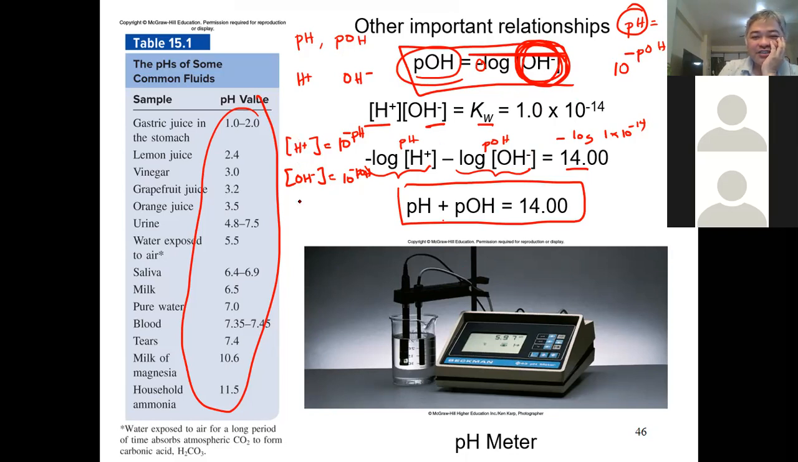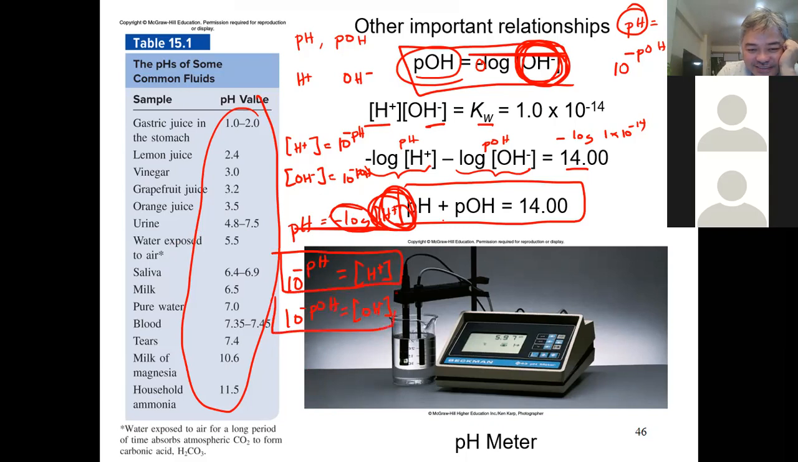So nagsimula dito sa, let's say, pH equals to the negative log of H plus. So what do we want? We want only this one. So how do we eliminate the negative log there? So we put 10 raised to the negative pH para maging H plus. Or 10 raised to the negative pOH para maging OH minus. Okay? So kung hindi kaya, ito na lang alamin nyo. It's a math thing.